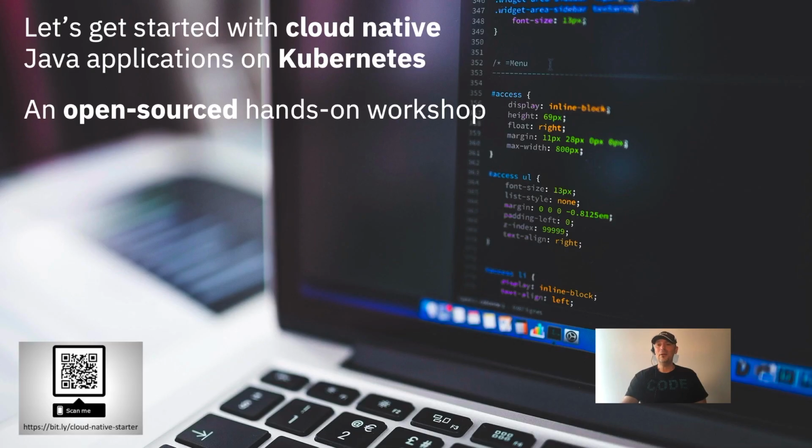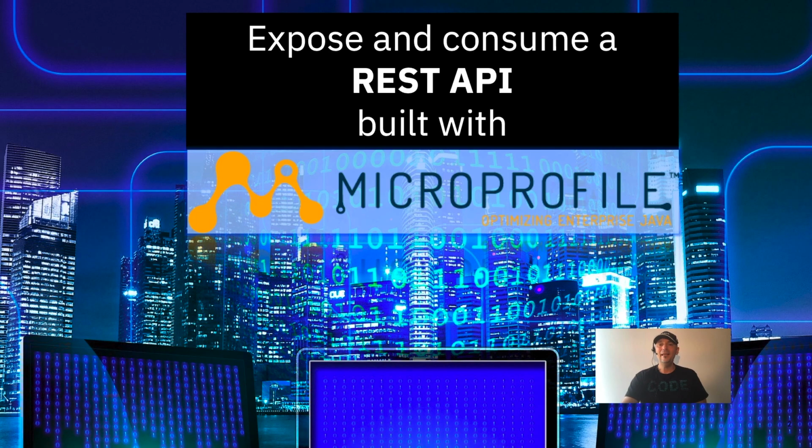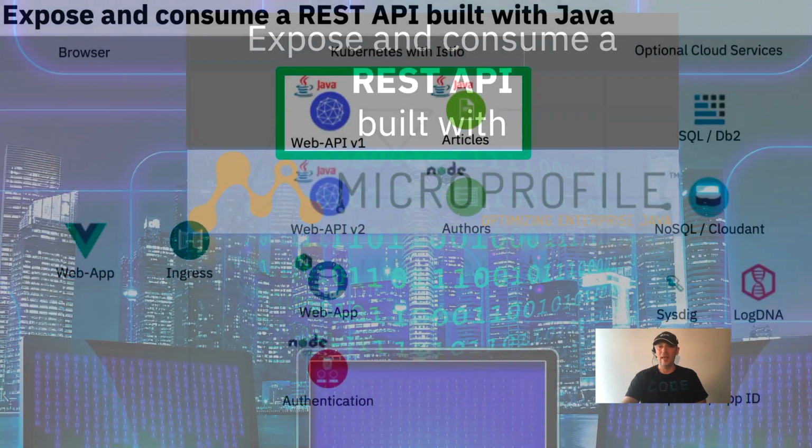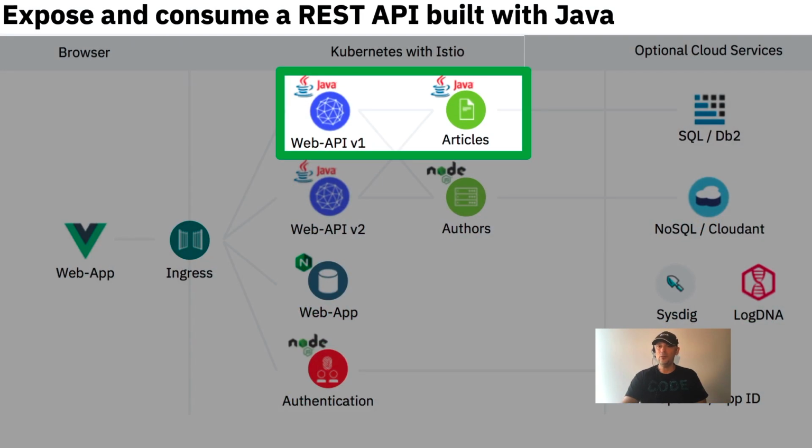Let's get started with cloud-native Java applications on Kubernetes, an open-sourced hands-on workshop. Today, expose and consume a REST API built with MicroProfile. Let us take a look at two microservices of our cloud-native starter sample. The two loosely coupled services exchange their data information using JSON and REST on the HTTP connection.